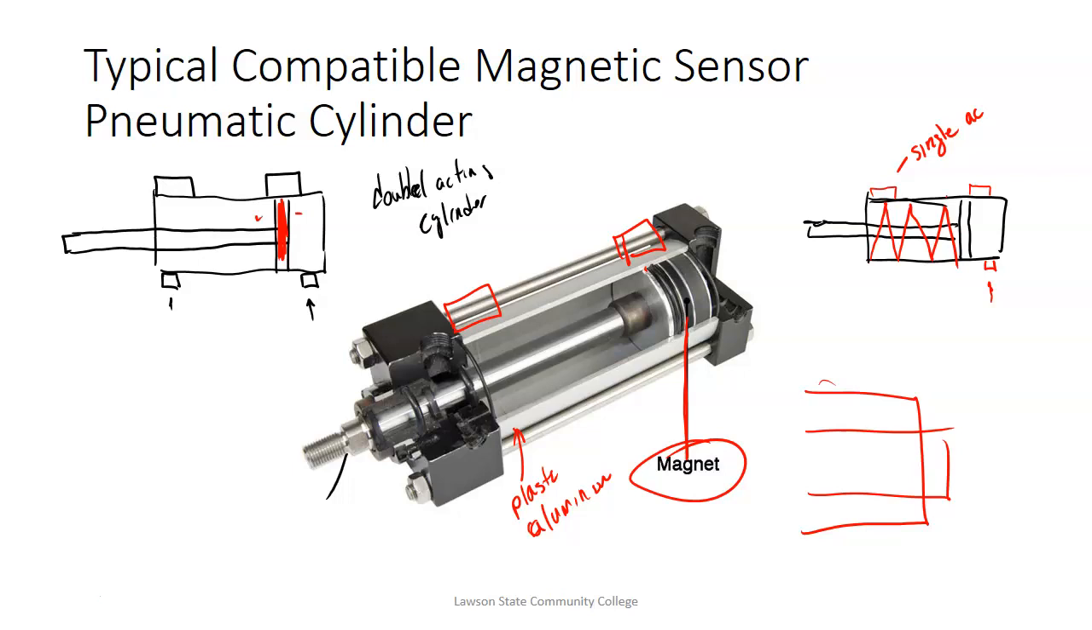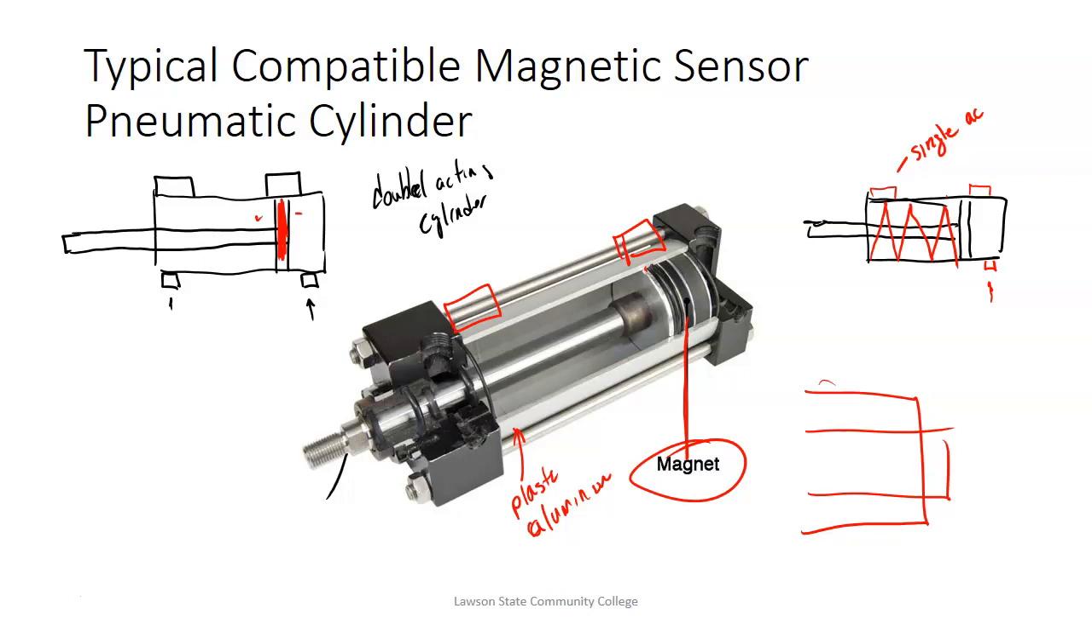So double acting cylinders, we use pressure to not only extend it, but we also use pressure to retract it. Single acting cylinders, we use pressure to extend it, and then something else retracts it. Every one that we got uses springs, and it's real easy to tell which one is which, especially when we look at the valve that's controlling the flow of the air that's going to that.